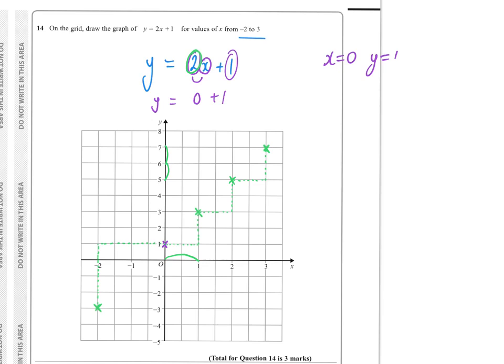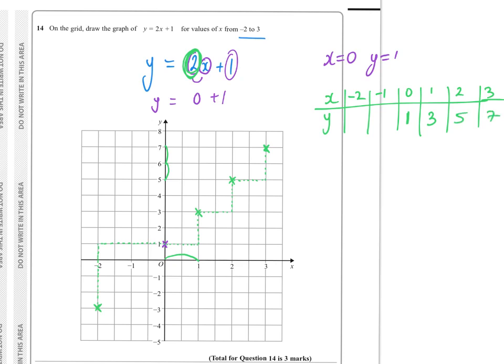Some people like to do an x and y table, like so, and then they'll start at -2, and then negative 1, 0, 1, 2 and 3. A nice thing is if you know that 0, 1 is a point here, i.e. the intercept, you know it's the 2 times table it goes up in, so you can just write 1, 3, 5, 7 and then back by 2, minus 1, minus 3 and plot those points.